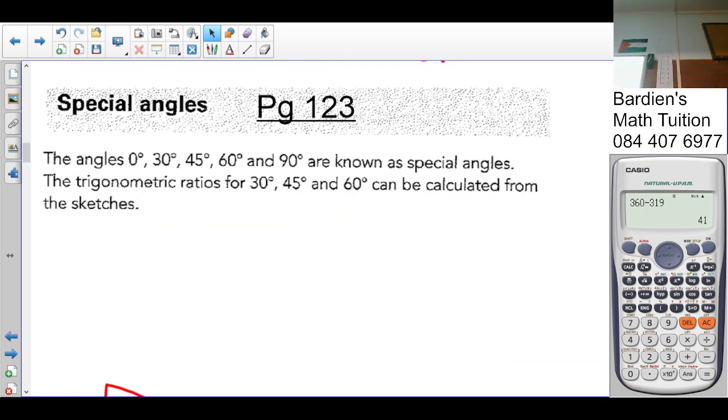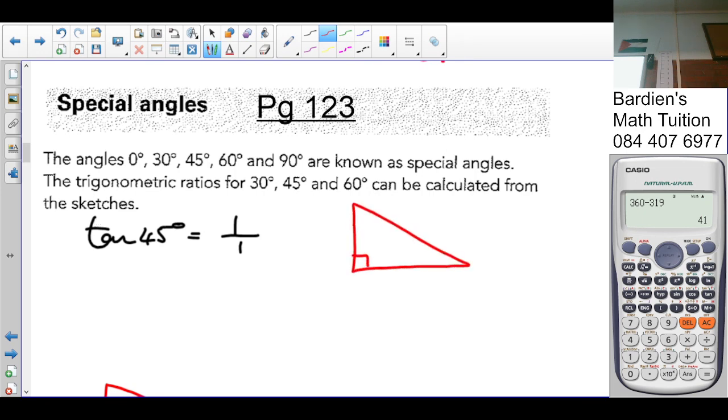Let's look at the 45 degree. What is tan of 45? It's going to be 1, which can be written as 1 over 1. So if I draw this 45 degree angle, there's 45 degrees. Tan stands for opposite over adjacent. So your opposite is 1, your adjacent is 1. So how can I calculate the length of the hypotenuse?